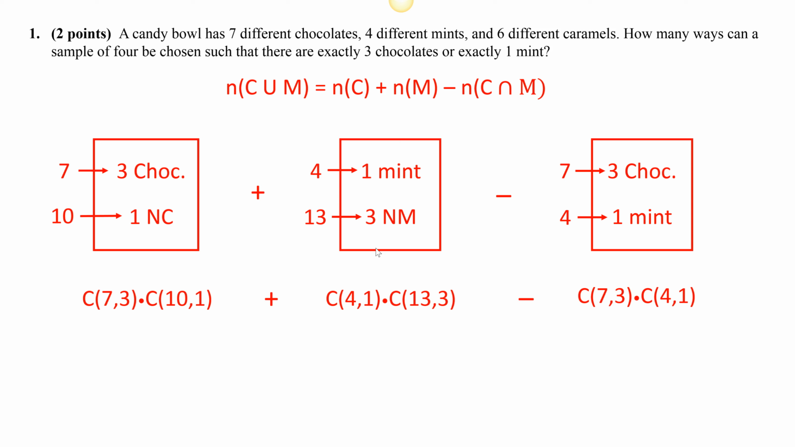And if you want to put each of those into your calculator separately, those are the numbers you get. Now a lot of you got these numbers, but then you just messed up in your adding and your subtracting, and so you got the problem wrong. So the answer you should get is 1,354, okay? That is your answer. Those are the total number of ways that we can get exactly 3 chocolates or exactly 1 mint.